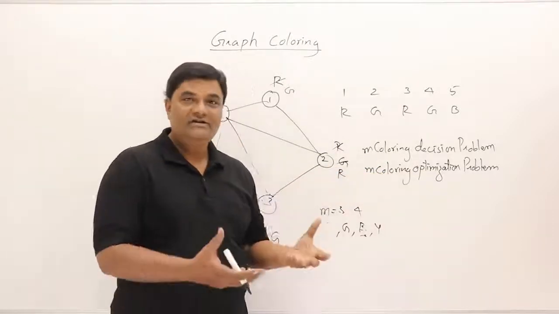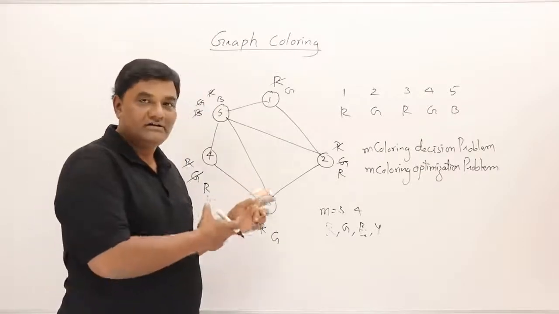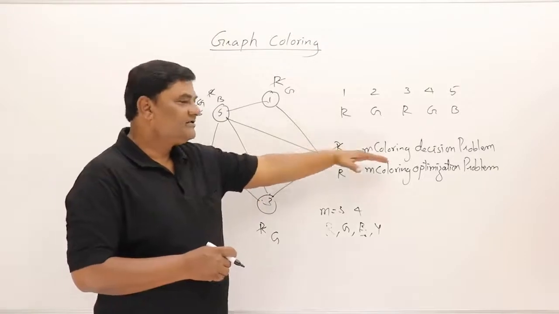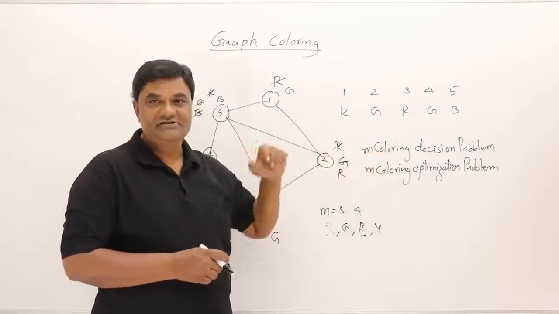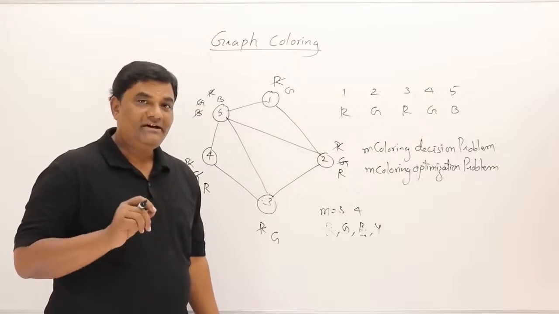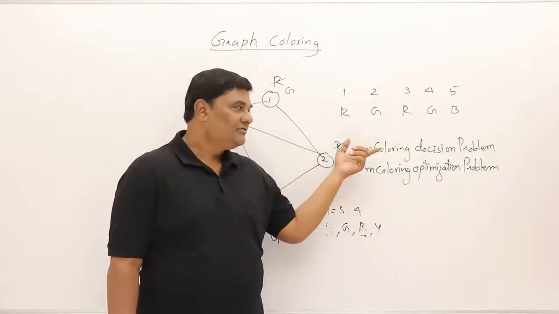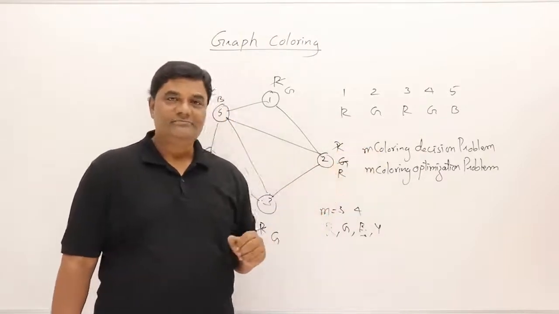Or else we already have some colors and we want to know whether these colors will be sufficient to color this graph or not. Then it is the M coloring decision problem. This is also called the chromatic number problem. So it is a decision problem or an optimization problem.